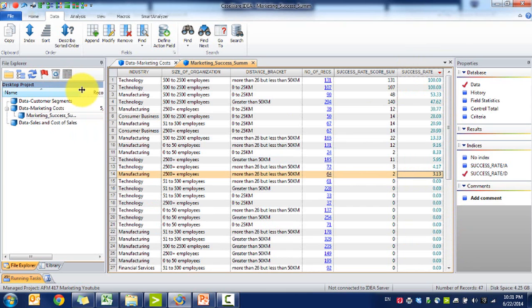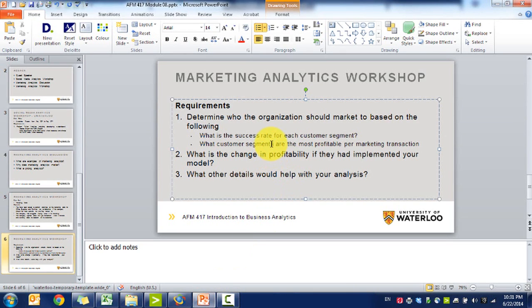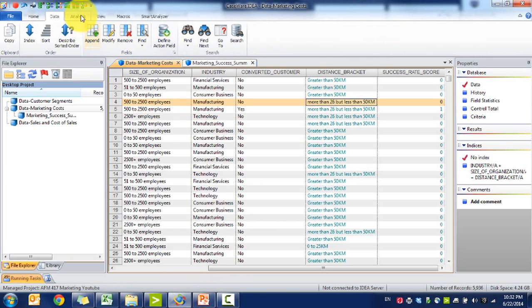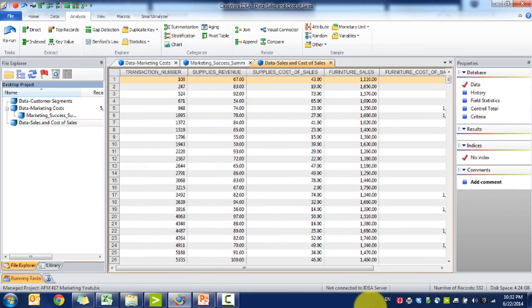Now we've tackled that. Their most successful seems to be technology, 500 to 2,500 employees, between 0 to 25 and 26 to 50. So essentially within 50 kilometers. So that's good. Pretty high success rate. Even these ones are pretty high. So now we're going to determine what are the most profitable customers per segment. So first thing we want to do is actually pull over the sales data here.